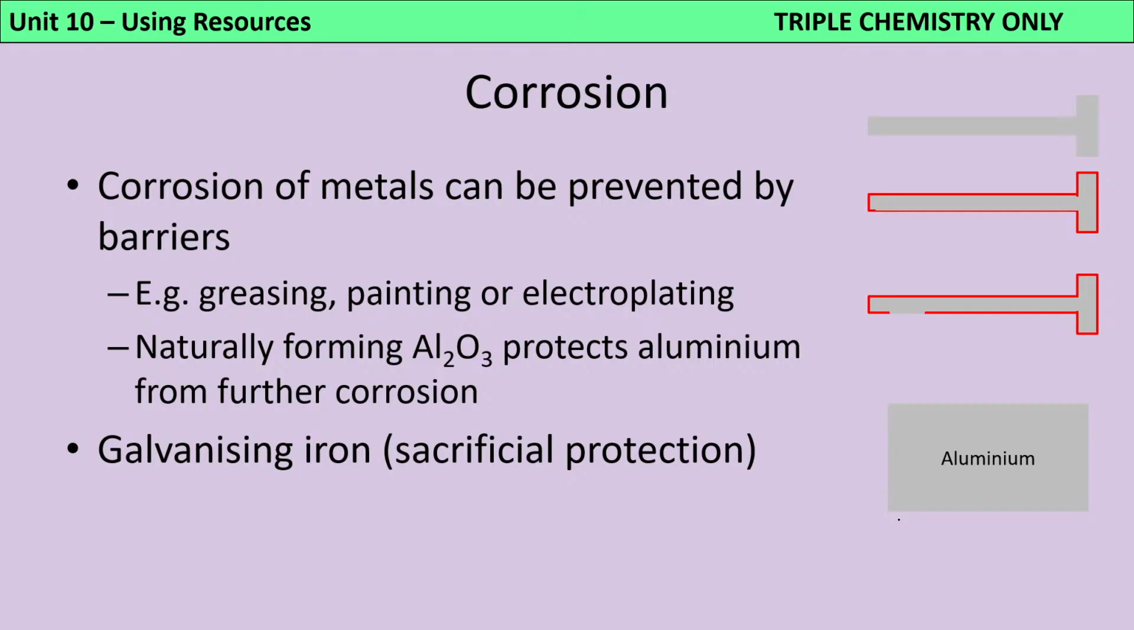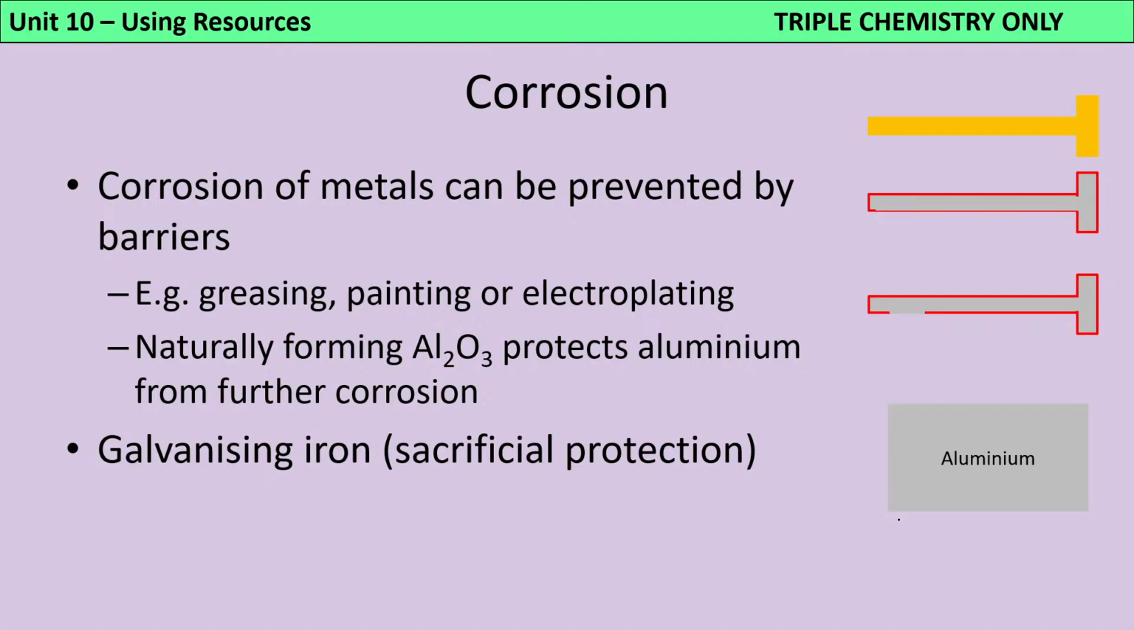So there are a number of different ways that we can stop an object from corroding or from rusting, and they mainly revolve around stopping oxygen or water from getting to the metal. So in the top right here, I've got an iron nail, and because it's not currently protected, over time it will rust. So look, it's gone orange.